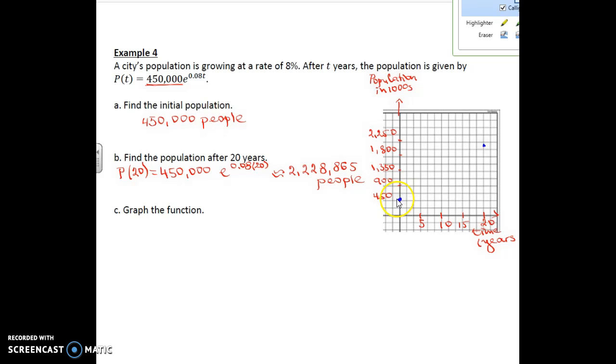And finally, to sketch our graph, we do know that we have an exponential growth. So we can do a nice little curve that's going to get steeper and steeper as it goes.